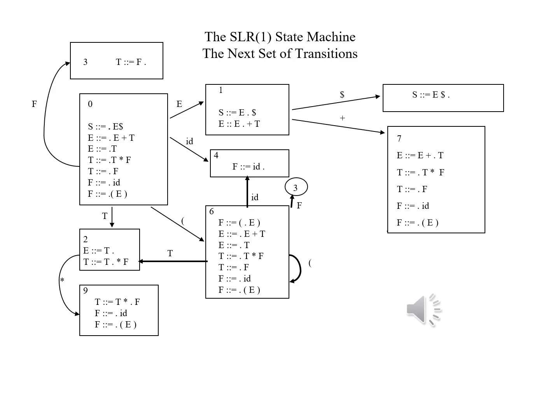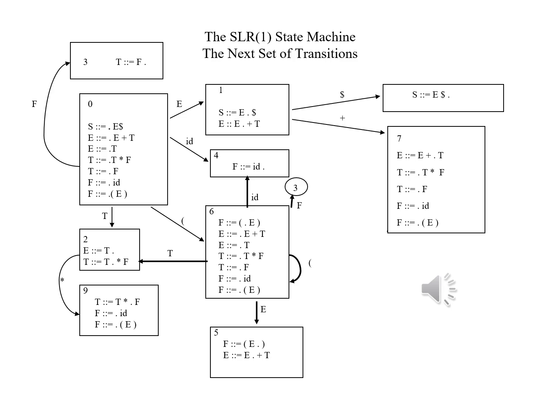The transition on open parenthesis is a little different, because here we are transitioning from F derives dot open parenthesis E close parenthesis to F derives open parenthesis dot E close parenthesis. We are transitioning through a second expression within parentheses, and although this may seem a little strange, it's a slightly different case than we had before.